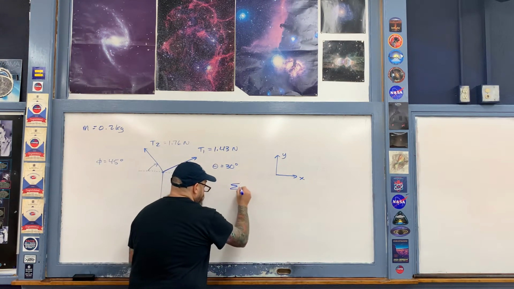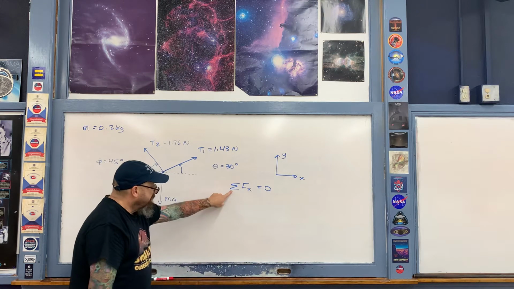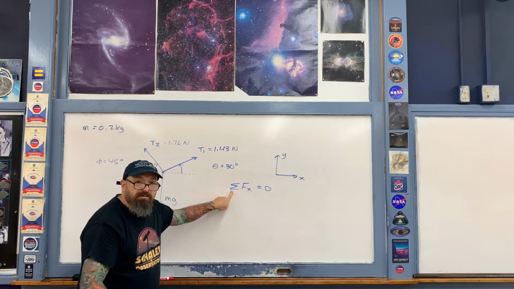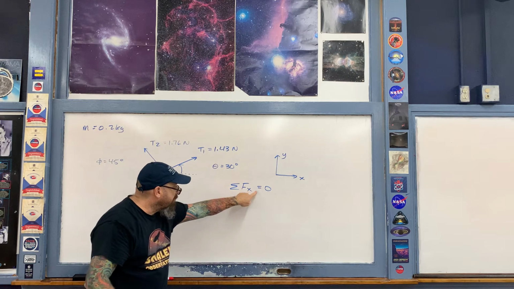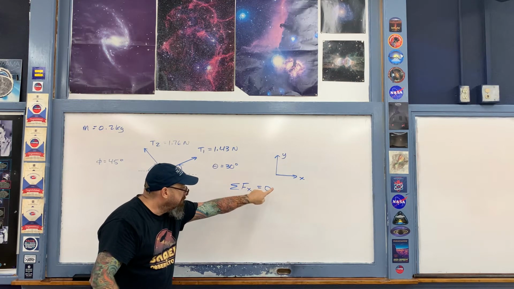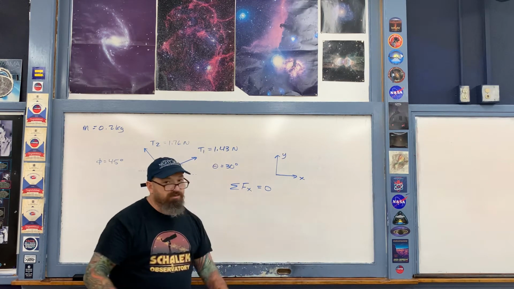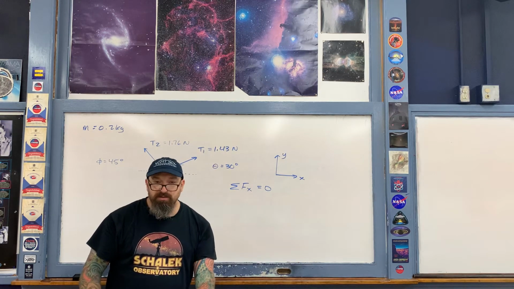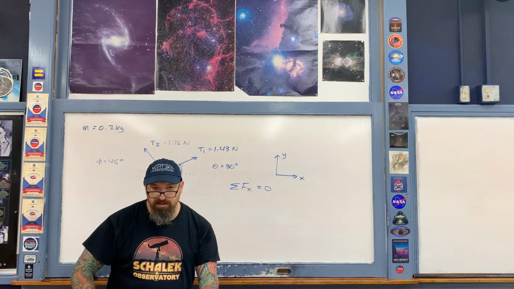The sum of the forces in the horizontal direction is equal to 0. This symbol right here mathematically means sum. So the sum of the forces in the x direction, that is horizontally, has to equal 0 because there's no acceleration horizontally. If the right-hand side of the expression was something other than 0, this would mean that the object is accelerating horizontally. It's not doing so in this case.